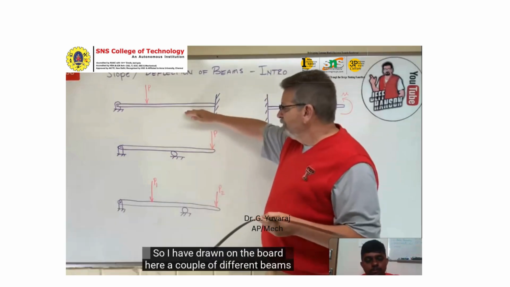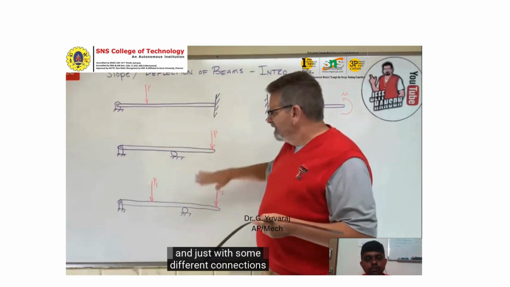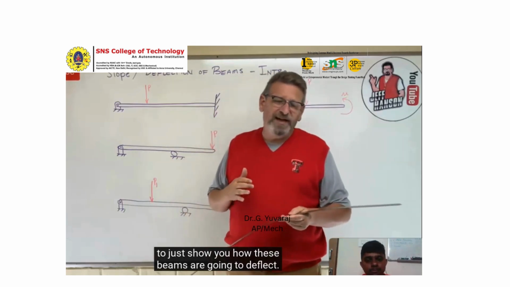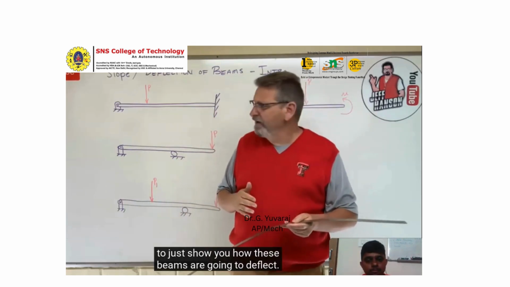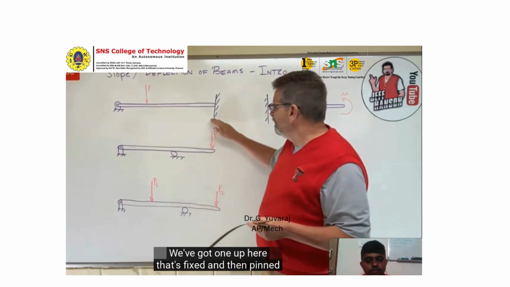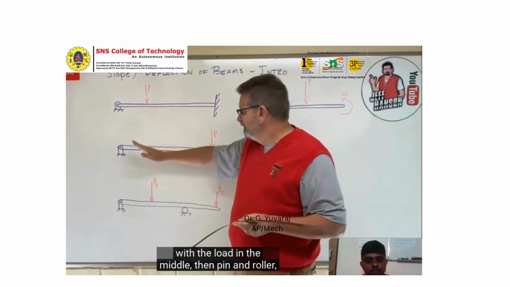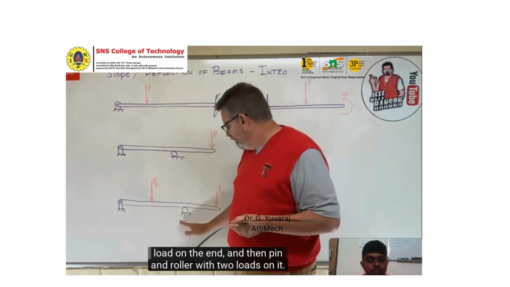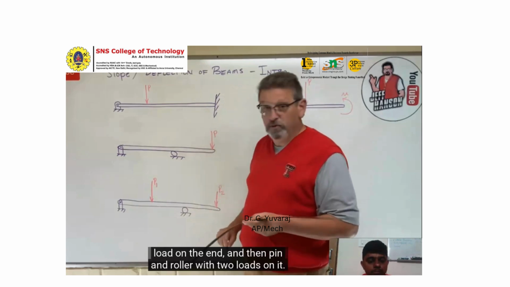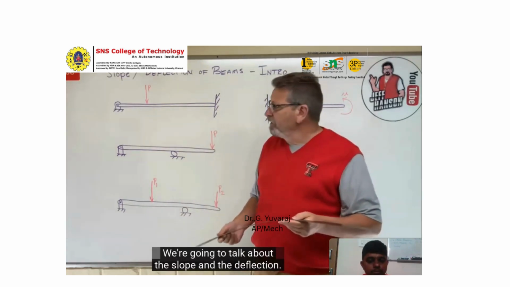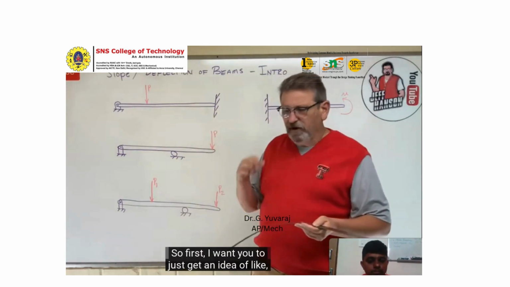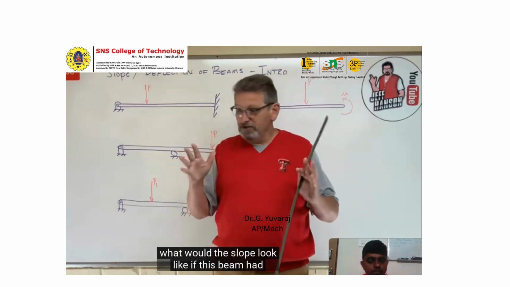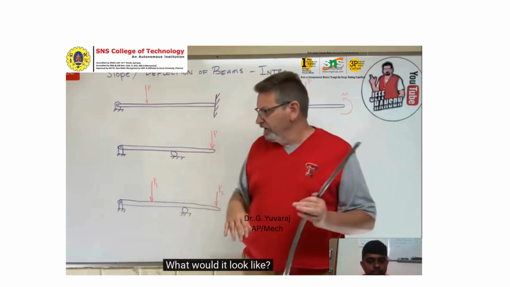So I have drawn on the board here a couple of different beams, with some different connections, just to show you how these beams are going to deflect. We've got one up here that's fixed, then a pin with a load in the middle, then a pin and roller with a load on the end, and then a pin and roller with two loads on it. We're going to talk about the slope and the deflection. First I want you to get an idea of what the slope would look like if this beam had that load on it. What would it look like?